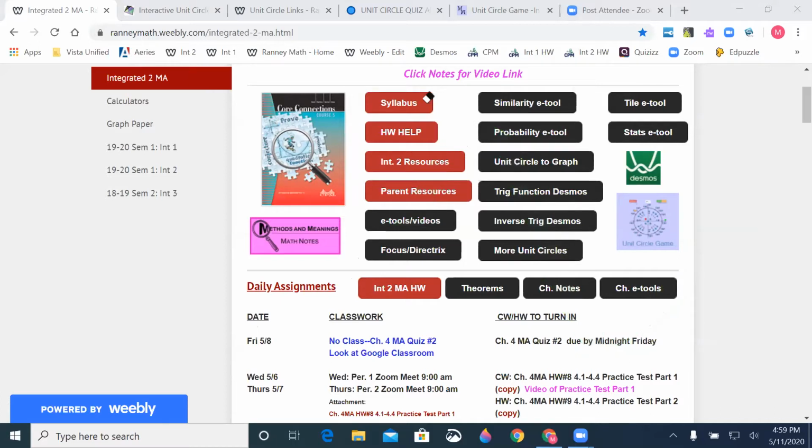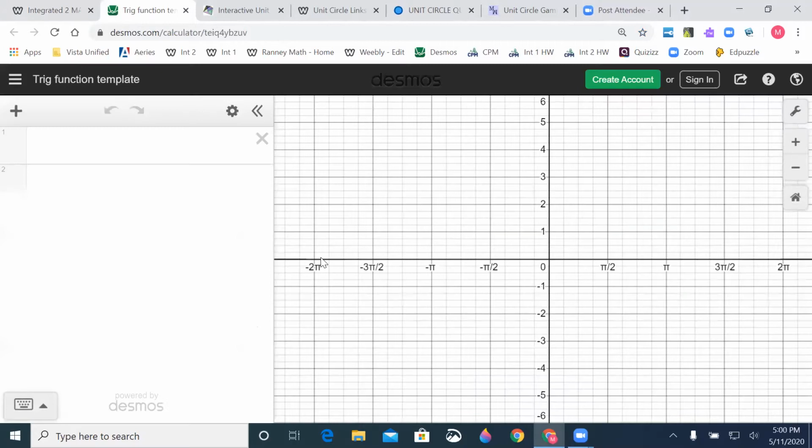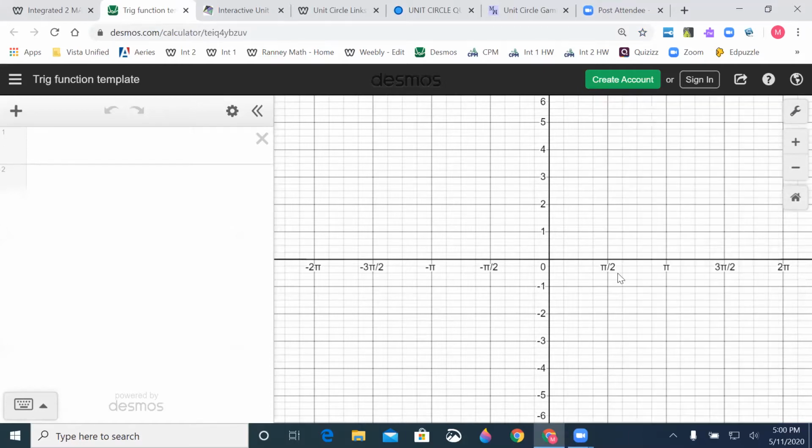Erase, okay. So on my website here, we have Desmos, okay? But I also have this one I call trig function Desmos. It's really just the same Desmos, but what I did was I made the x-axis in radians, okay? You can always change that up here if you go to the wrench. You can change how you're labeling things. You can see I'm going by pi halves. Down here I have radians, okay? But this is already in radians for us.